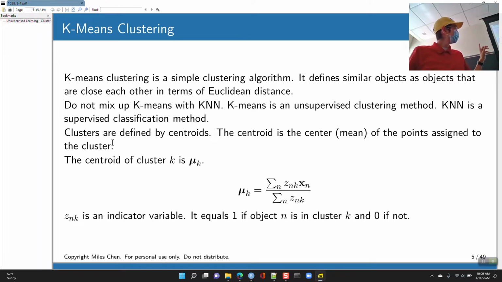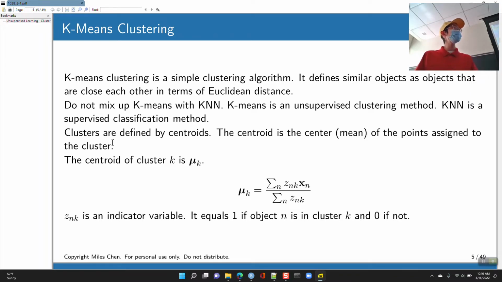Now, I have to warn you, you have K-means clustering, and then we also had KNN, K nearest neighbors. I think just because these 2 things have a K in them, they often get confused or mixed up. They're completely different, okay? K-means is unsupervised, and it's a clustering method, whereas K nearest neighbors is a classification method, right?